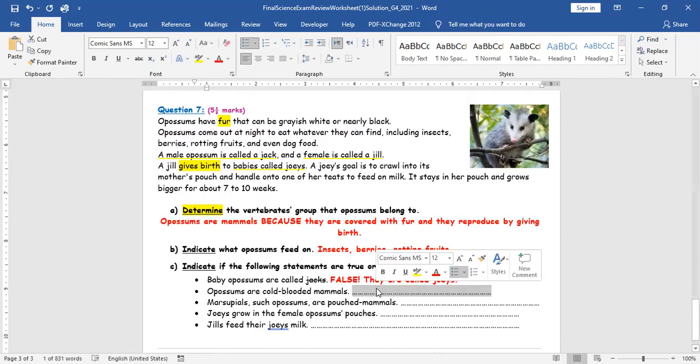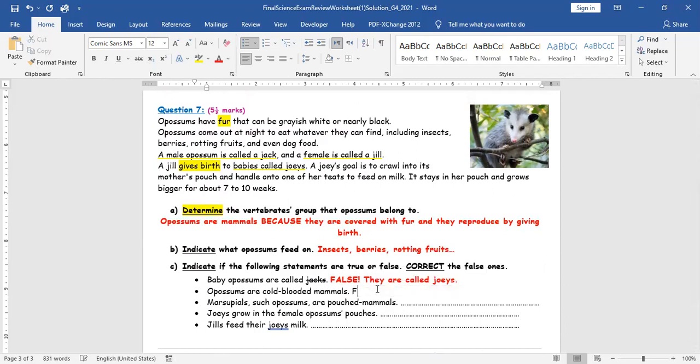Opossums are cold-blooded mammals. Are mammals cold-blooded? This is also a false statement since they are warm-blooded mammals. Marsupials, such as opossums, are pouched mammals.